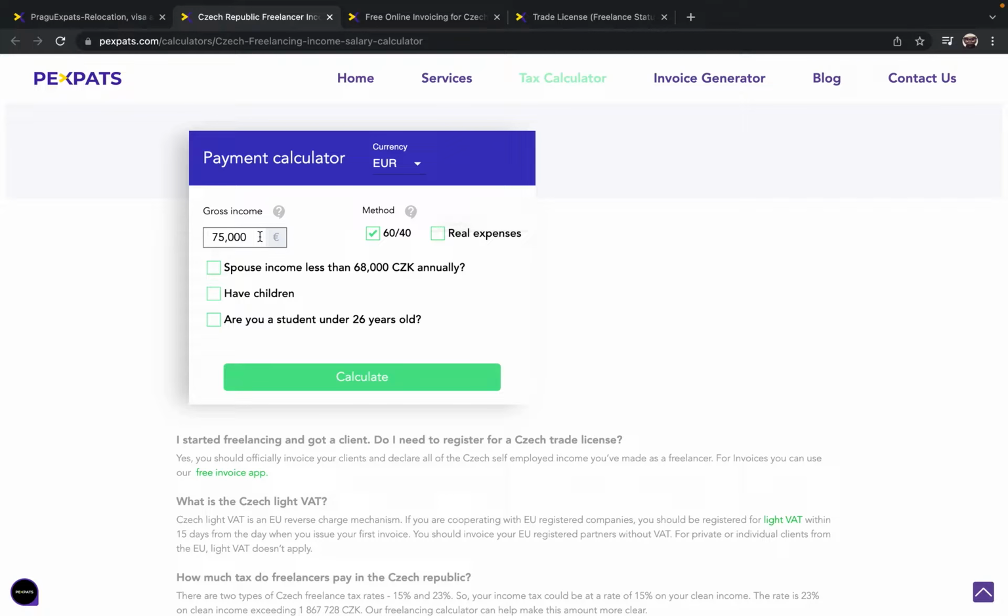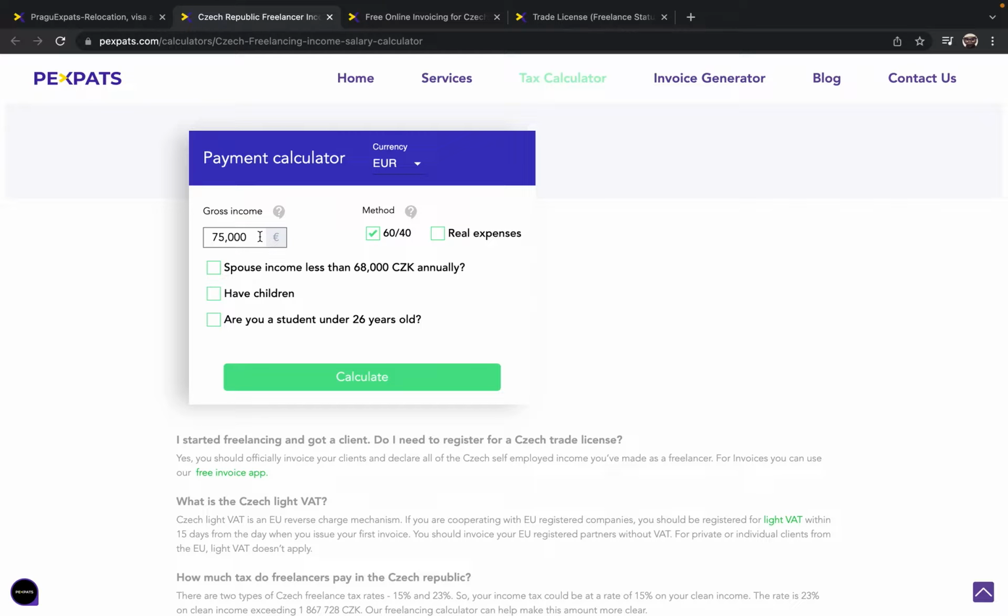We'll use a general example. Say your income is 75,000 euro gross annually. We've got this number in the calculator on the screen. Now, because we're earning less than 80,000 annually, we can apply the 60-40 method. Here, 60% of 75,000 is 45,000. This 45,000 euros we will deduct as expenses thanks to the 60-40 method. With the remaining 30,000, we can calculate our tax contributions.